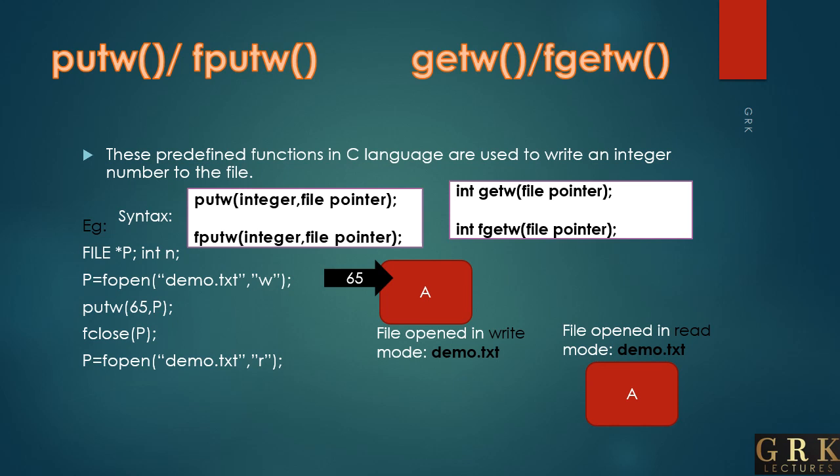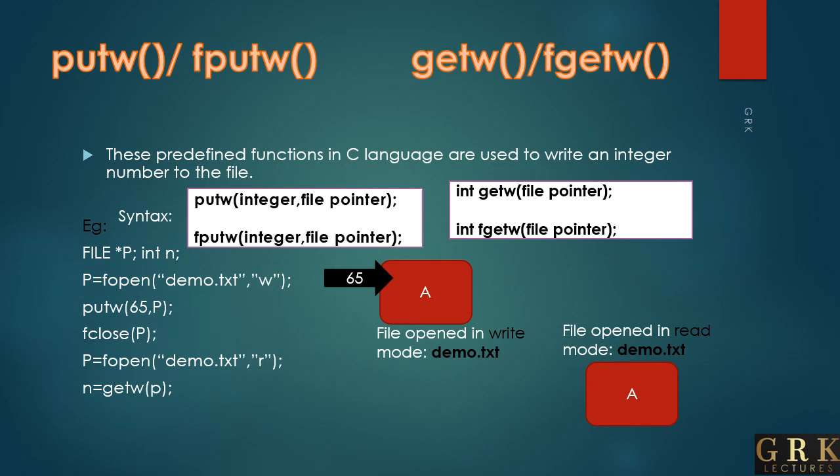In that file capital A will be available. Why capital A? Just like I told you. Then using the getw function, we can read the integer value from demo.txt. demo.txt is pointed to by the pointer p. That's why in the getw function I'm using pointer p, because p is pointing to demo.txt.